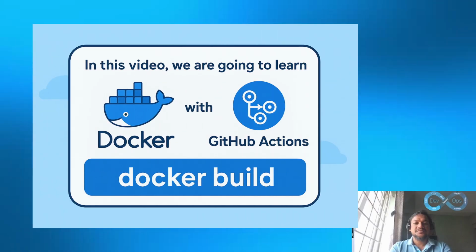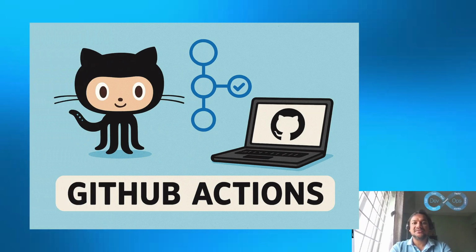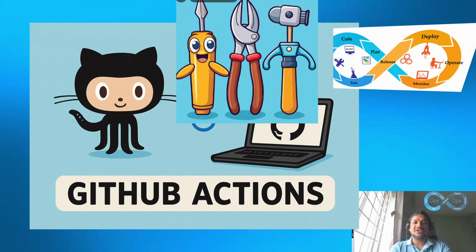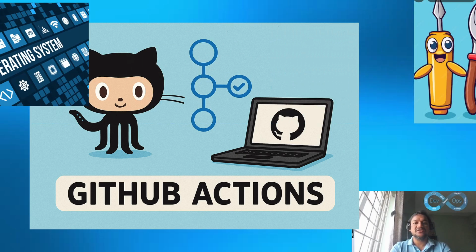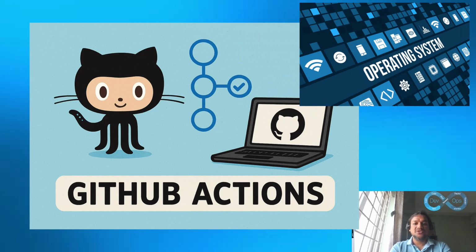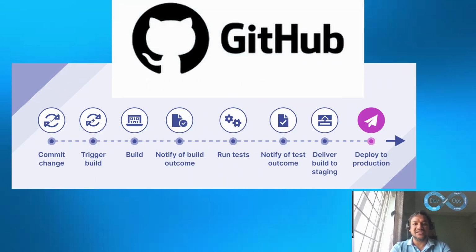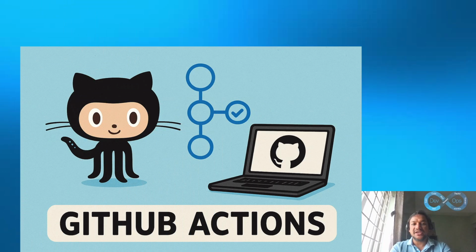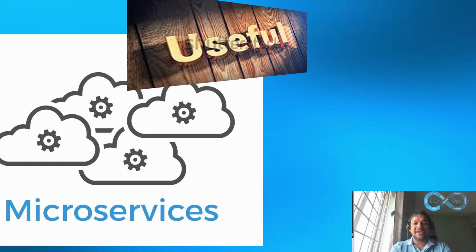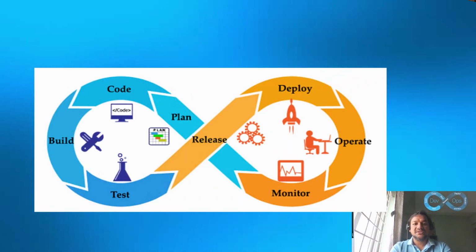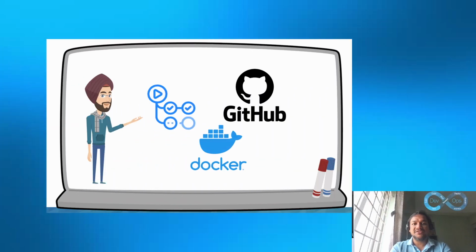Today in this video, we are going to learn how to build the Docker image automatically using GitHub Actions. GitHub provides one CI/CD service called GitHub Actions where you do not have to install any tools or anything on your laptop or any server. You can just directly set up the CI/CD pipeline in your GitHub repository itself. This is super useful, as you already know. If you are deploying microservices or want a continuous delivery pipeline for your apps, GitHub Actions is a very helpful thing.